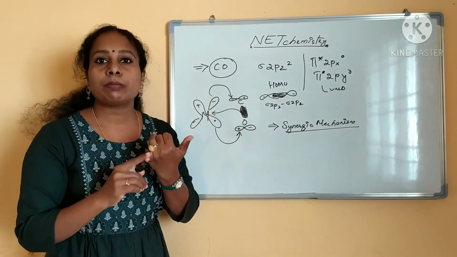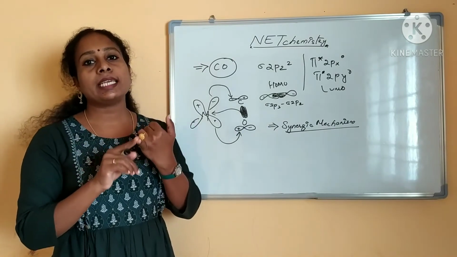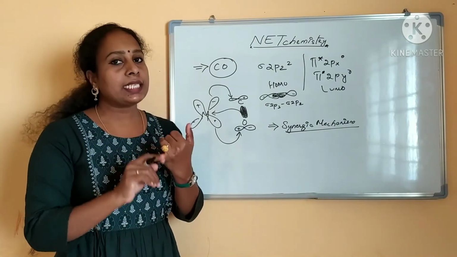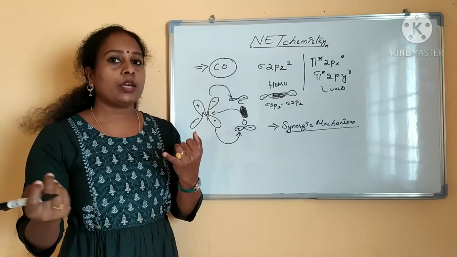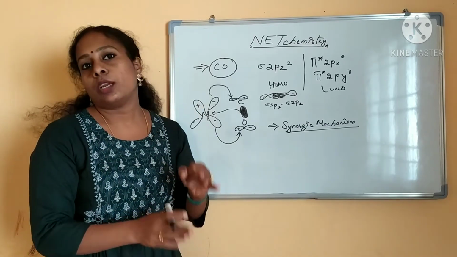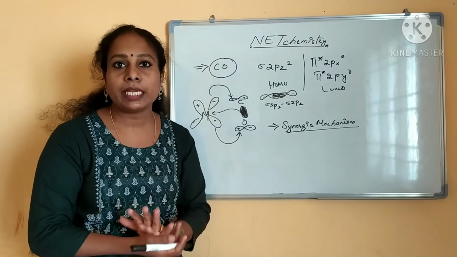So two question possibilities are there. How can CO act as a pi acid ligand? Pi acid ligand means sigma HOMO will donate the electron and LUMO will accept the electron. This is the way CO will act as a pi acid ligand.